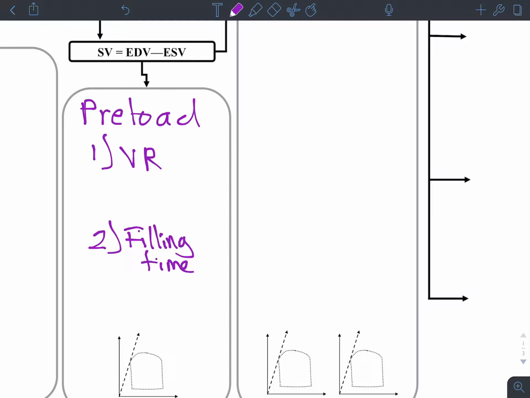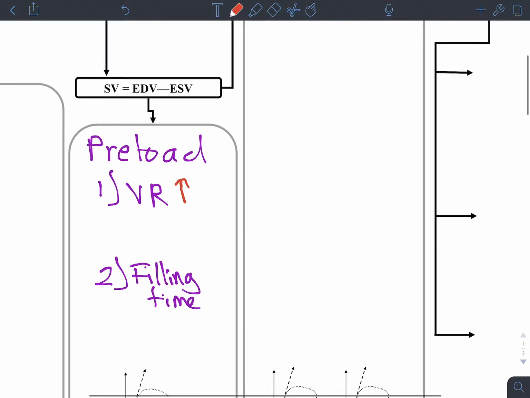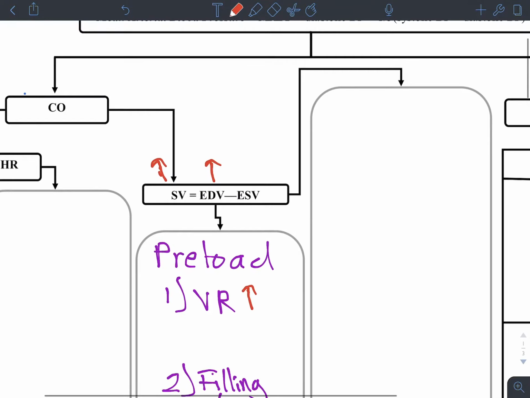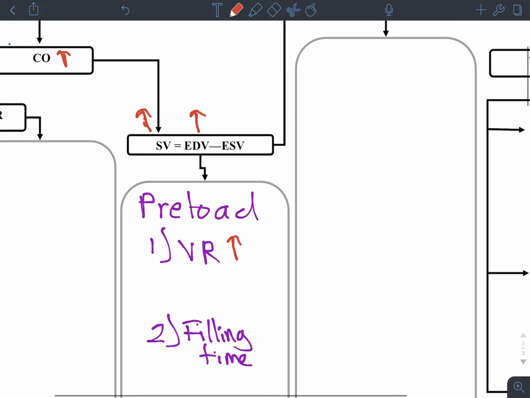Okay, so let's think about this. If we're increasing venous return, so we're increasing the amount of blood that goes back to the heart, that will also increase end diastolic volume. And if we increase end diastolic volume, that will increase stroke volume. And if we increase stroke volume, that will increase cardiac output. If I decrease the amount of blood that's coming back into the right atrium, that will also decrease end diastolic volume, which decreases stroke volume, which decreases cardiac output, and therefore decreases blood pressure.